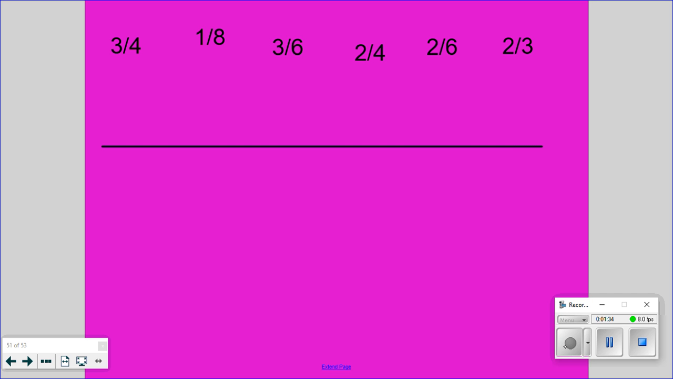Yep, the first one's going to be 0. Are any of these fractions bigger than 1 whole? No. So that means that our endpoint, Gavin, is going to stop at 1 whole, because we know all of these fractions live somewhere less than 1 whole.